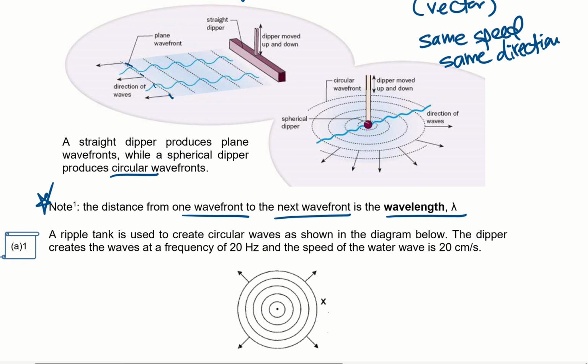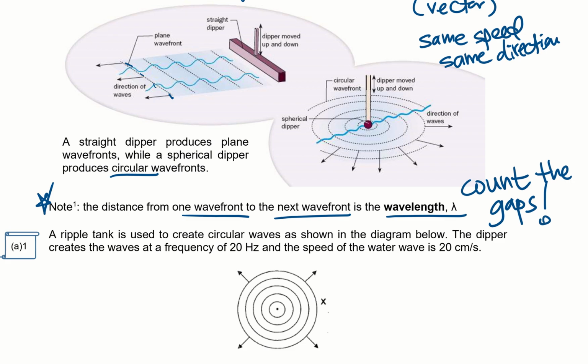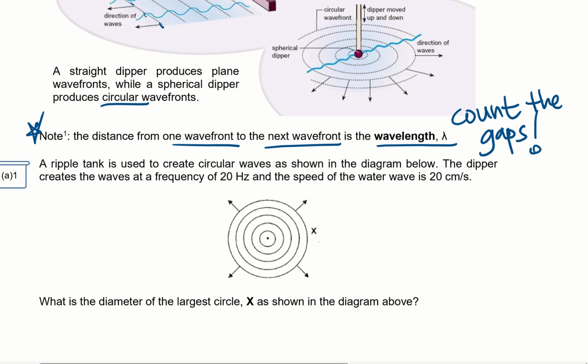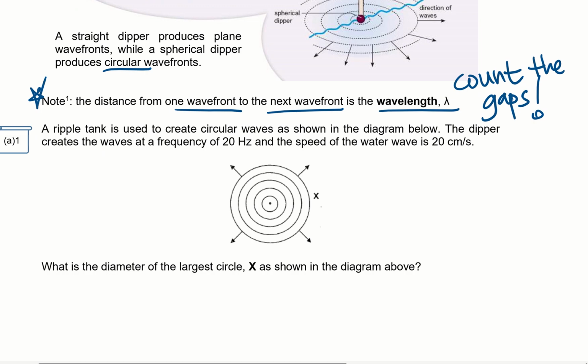Okay, so I will need you to write this down. You will need to count the number of gaps, because every gap is one wavelength. From one wavefront to the next wavefront, we don't count the number of wavefronts, we count the gaps. Okay, let's use an example to go through what we have just learned.